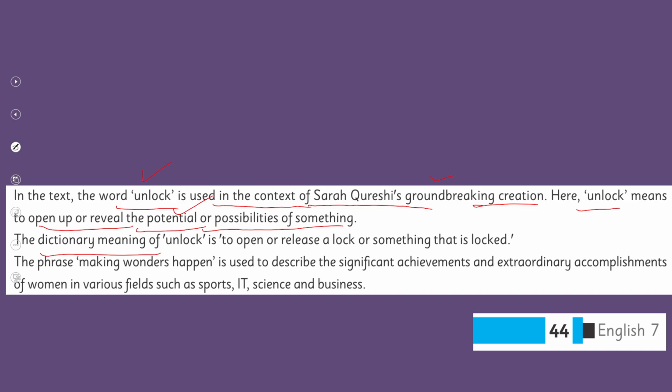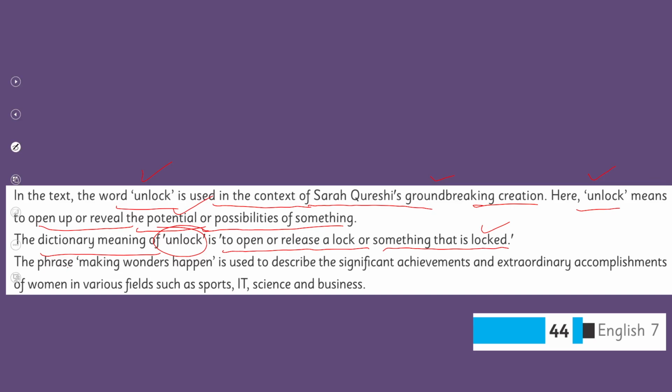And the dictionary meaning of unlock, if you look in the dictionary, is to open or release a lock or something that is locked. But if you look at the context of this lesson, you can see that unlock means unlocking and revealing the possibilities and the potential of something or someone.